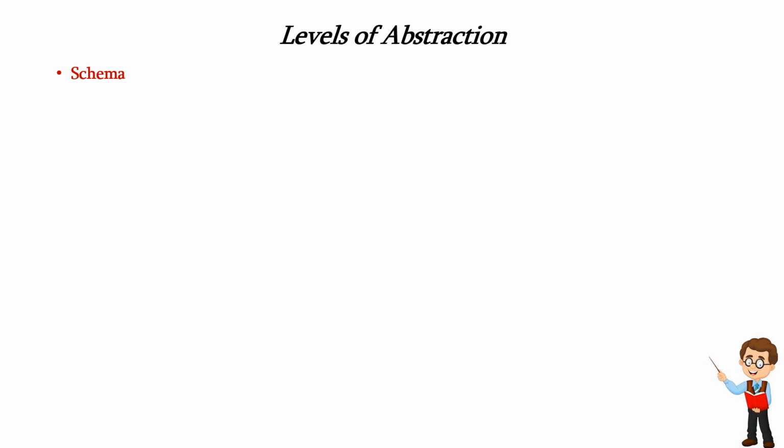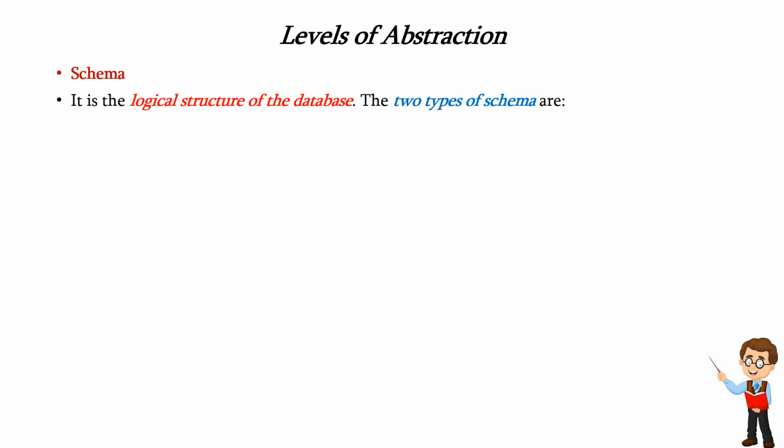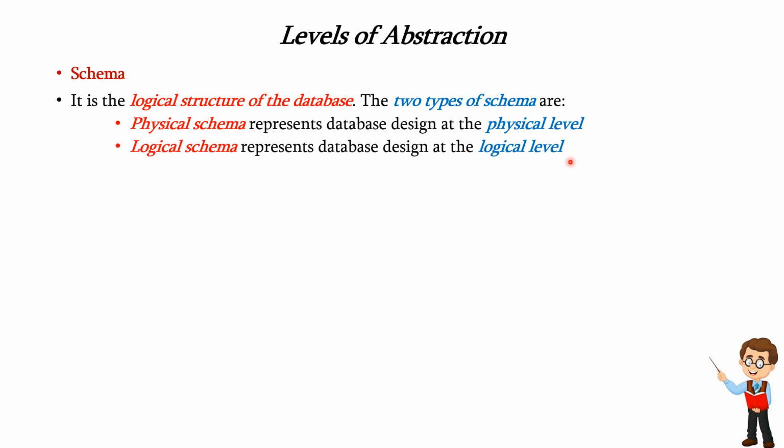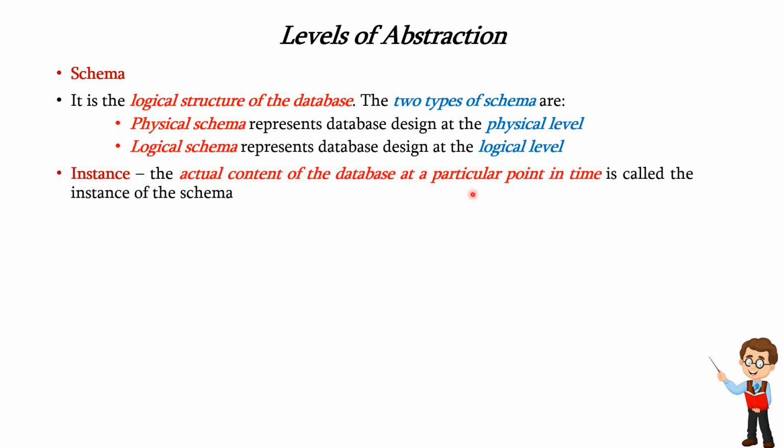Next, we will see some terminologies in the levels of abstraction. First one is schema. It is the logical structure of the database. There are two types of schemas. First one is physical schema, which represents the database design at the physical level. Logical schema represents the database design at the logical level. Instance means the actual content of the database at a particular point of time is called the instance of the schema.